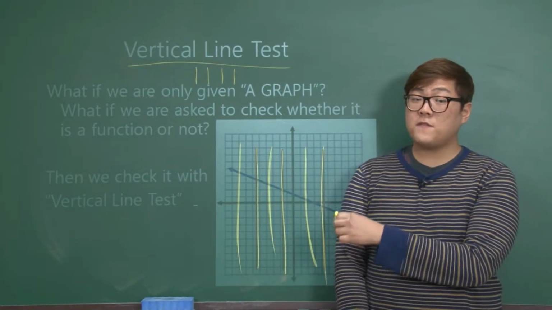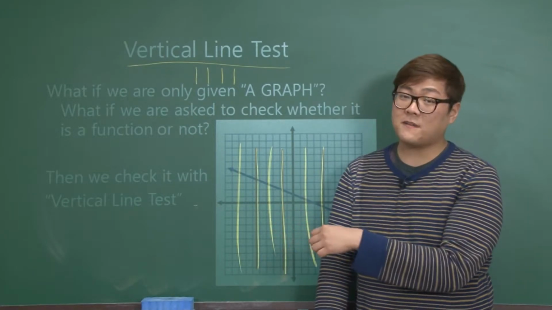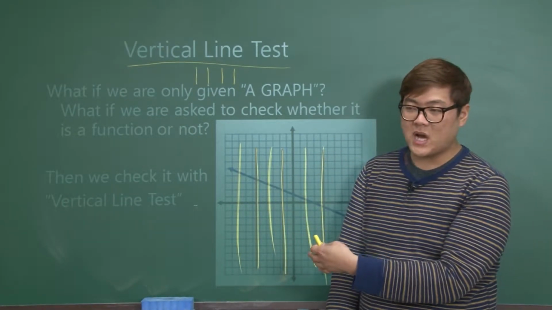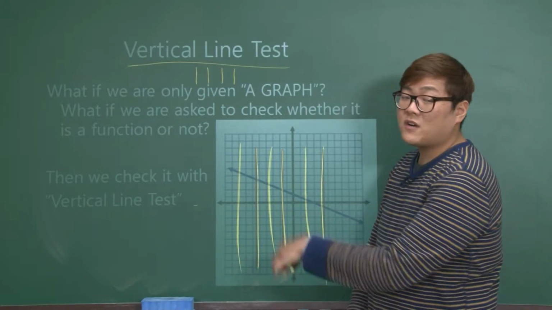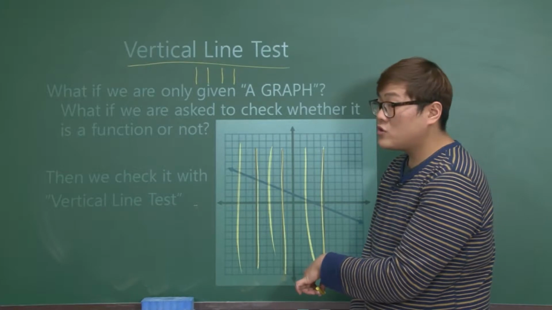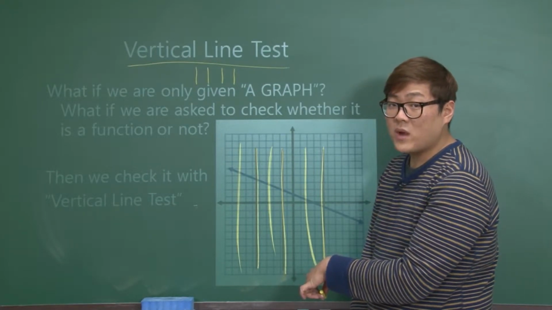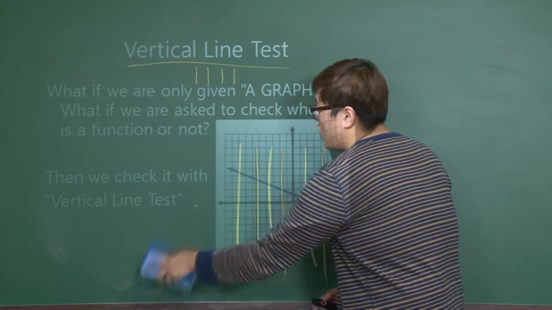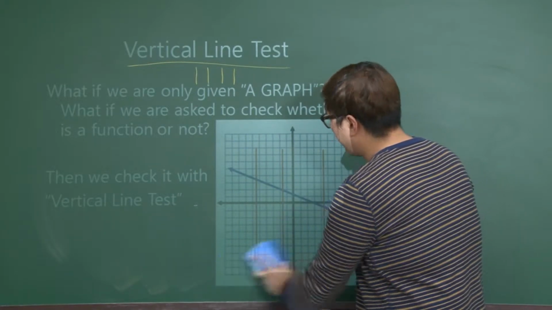So if you want to check whether the given graph is a function or not, all you need to do is draw a vertical line at any point, and then check if there are 2 or more intersections with one vertical line. So how can we do it? Why does it work?